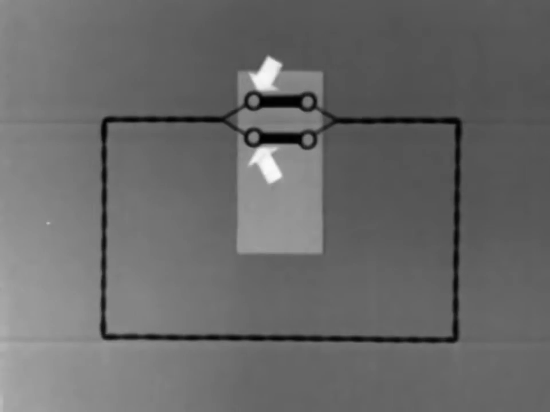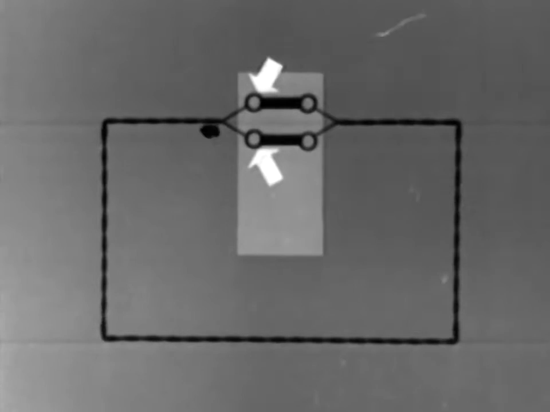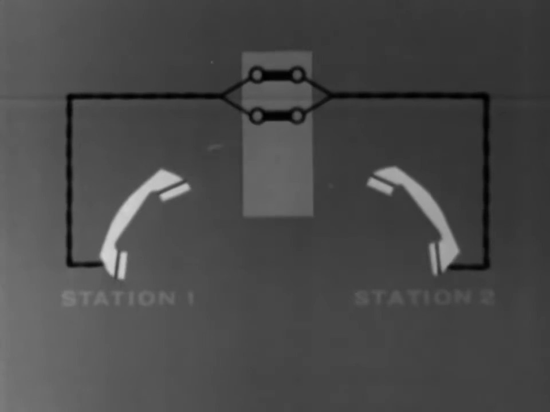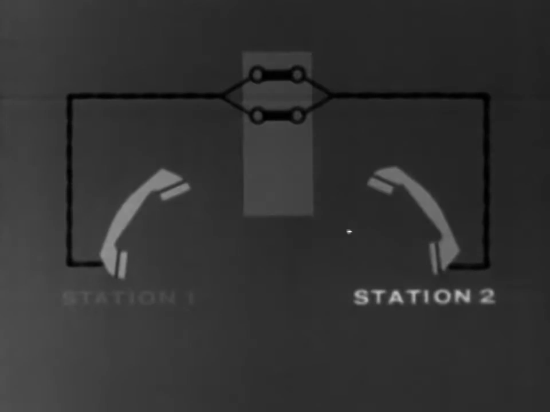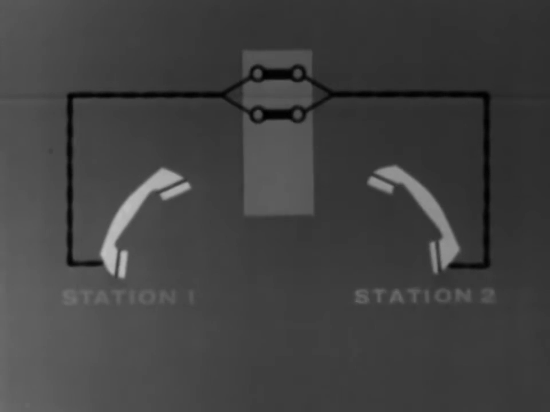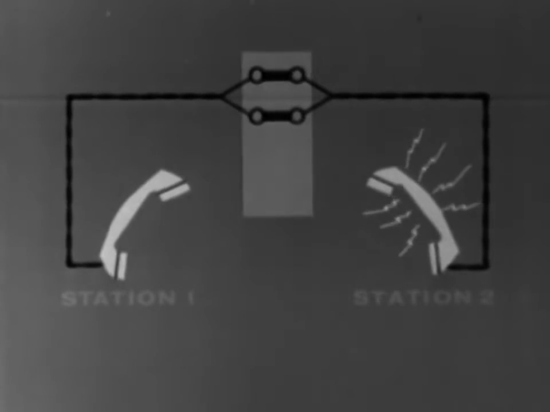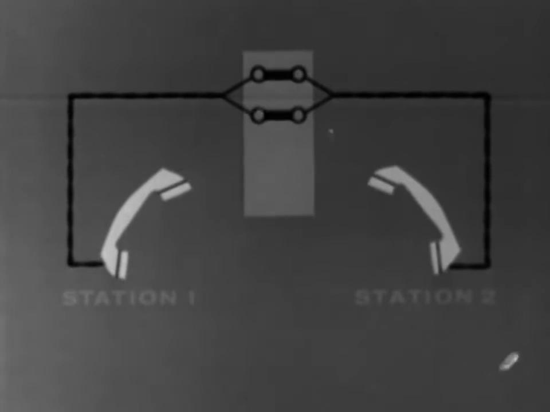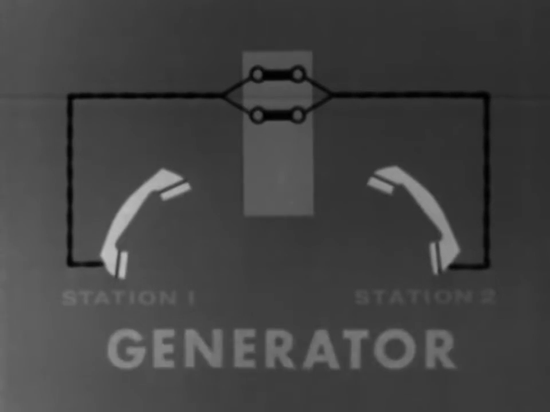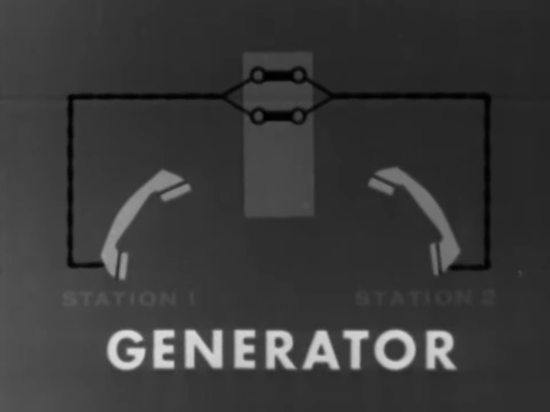Actually, our line forms a closed circuit through terminating points, connecting two stations on a point-to-point line. Before station one can talk to station two, he must signal for his attention. The telephone generator is used for this purpose. Let's see how the generator employs the principle of magnetic induction in the creation of voltage to operate a suitable signaling device.